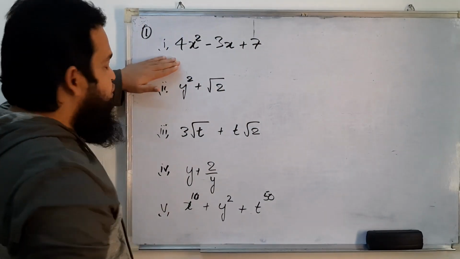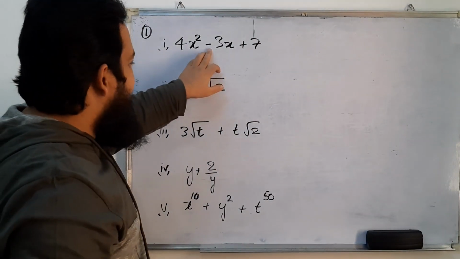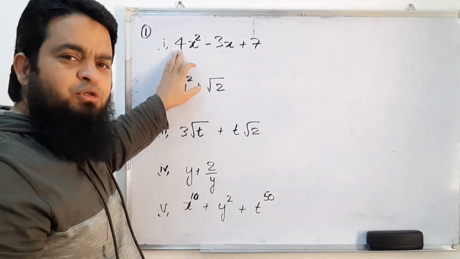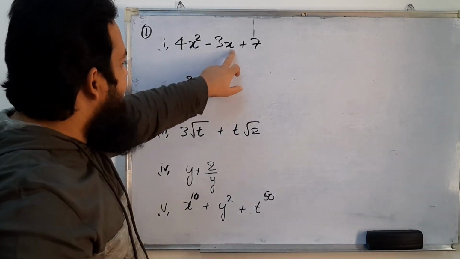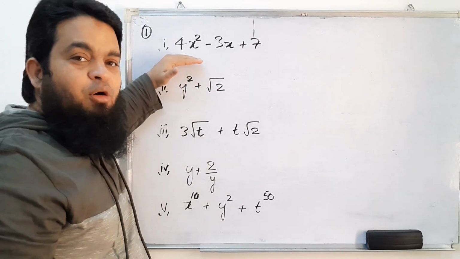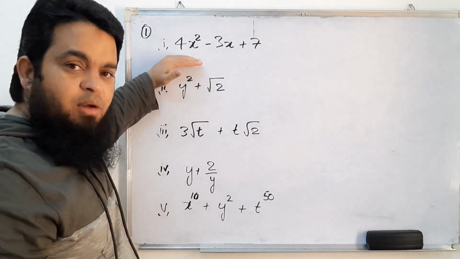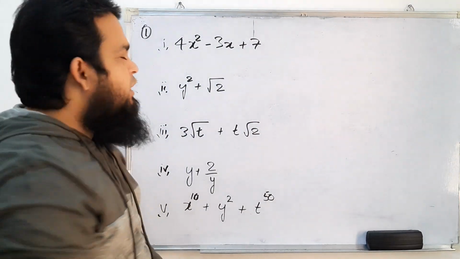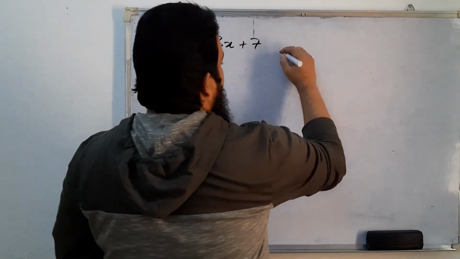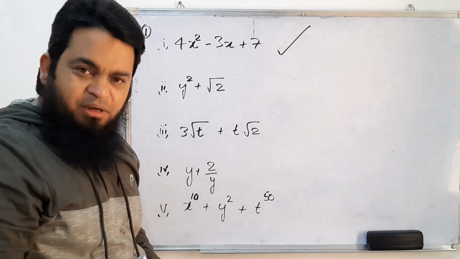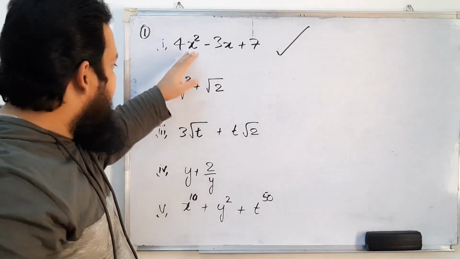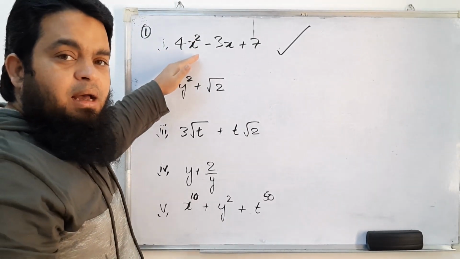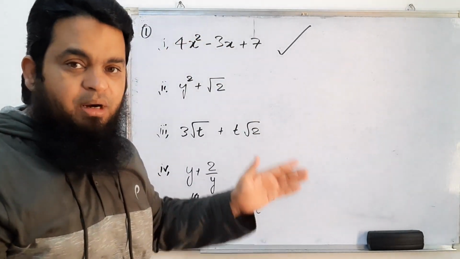Going for the first one, it's 4x square minus 3x plus 7. Is it a polynomial? We have to check the exponents of variables. Here it is 2, here it is 1. So it is a polynomial. And whether it is in one variable or not, yes, you have x, and here also x to the power of 0. So this is a polynomial in one variable. What is the reason? The exponents of the variables in this polynomial are whole numbers.